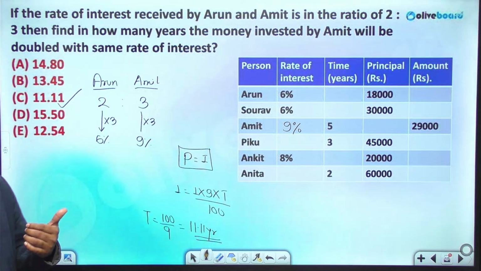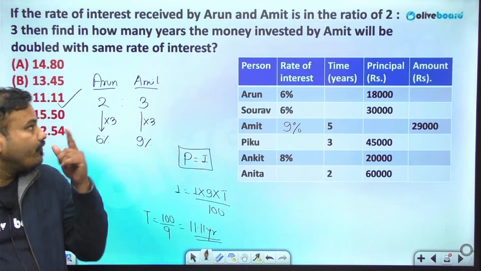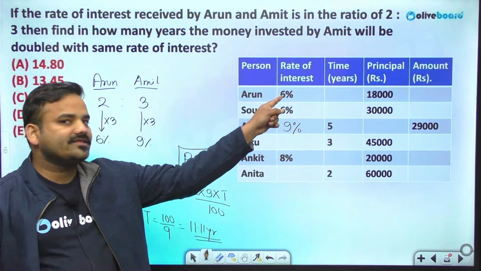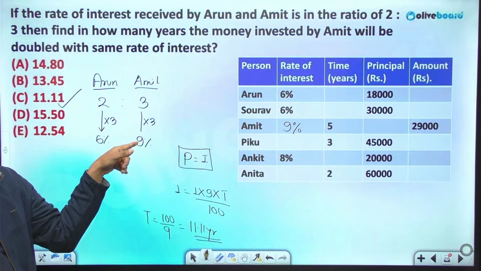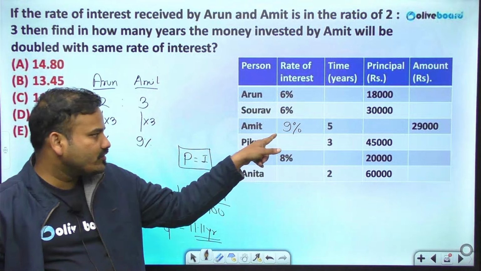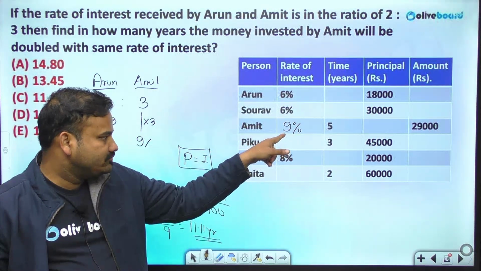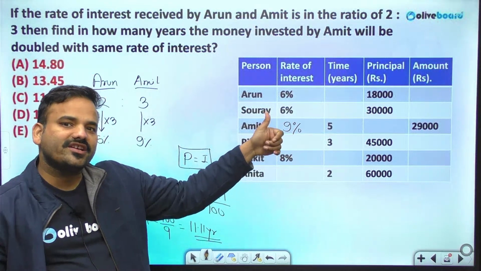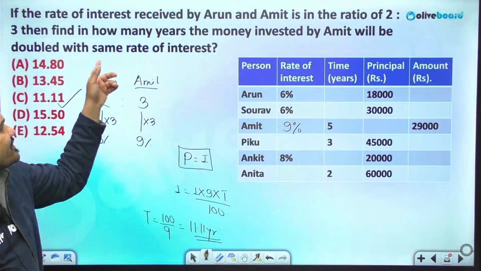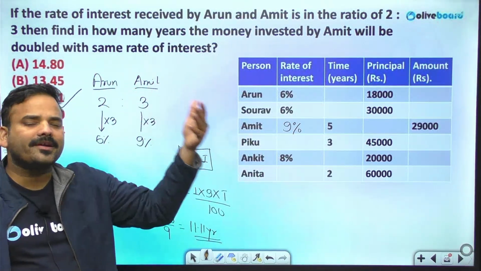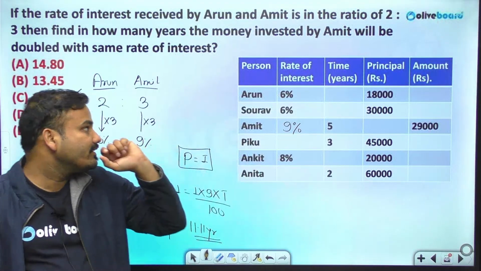Clear, bacha party? Sir, the rate of interest was in the ratio of 2 and 3. For Arun, the rate of interest was 6%. So this is 3 times. So the rate of interest for Amit will be 9%. This particular value was not given. So this is 9% now. And if this is 9%, the question has asked in what period of time the money is getting double. Did it mention CI or SI? No. If it's not mentioned, it is clearly simple interest. For compound interest, the examiner needs to mention it.